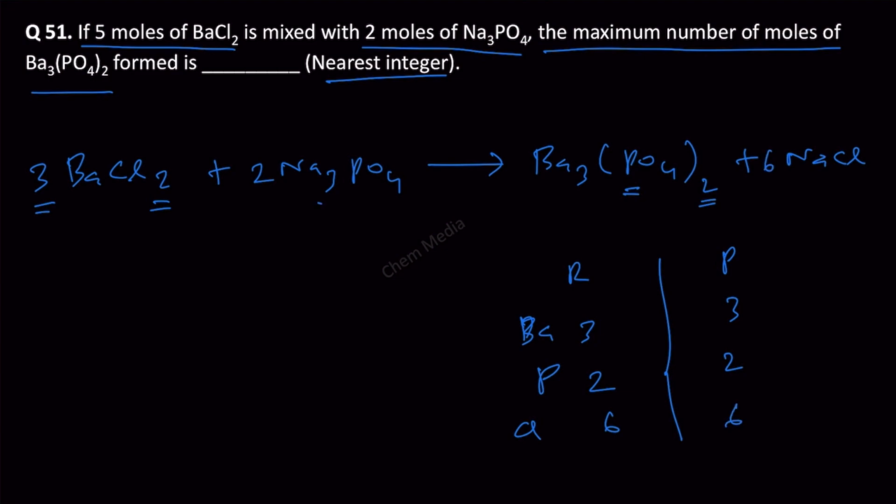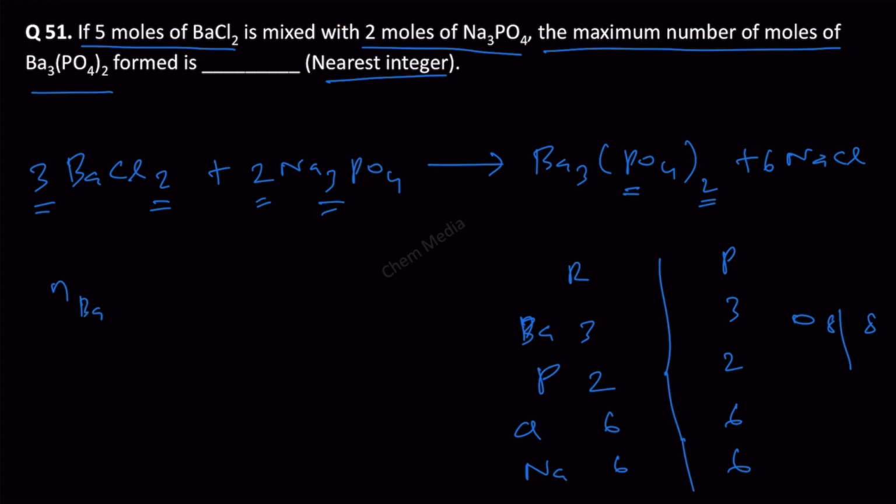We have 6 sodium atoms on the reactant side, 6 on the product side as well. How about oxygen? On the product side we have 8 oxygen atoms, and then on the reactant side too we have 8 oxygen atoms. So that is also balanced.